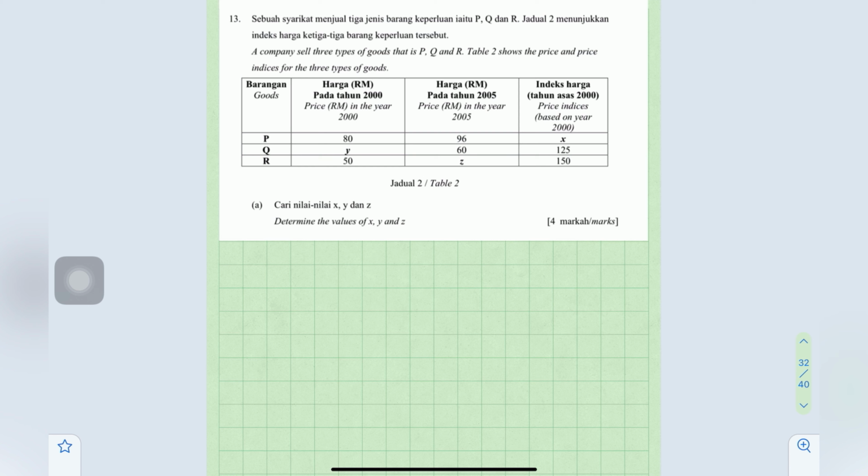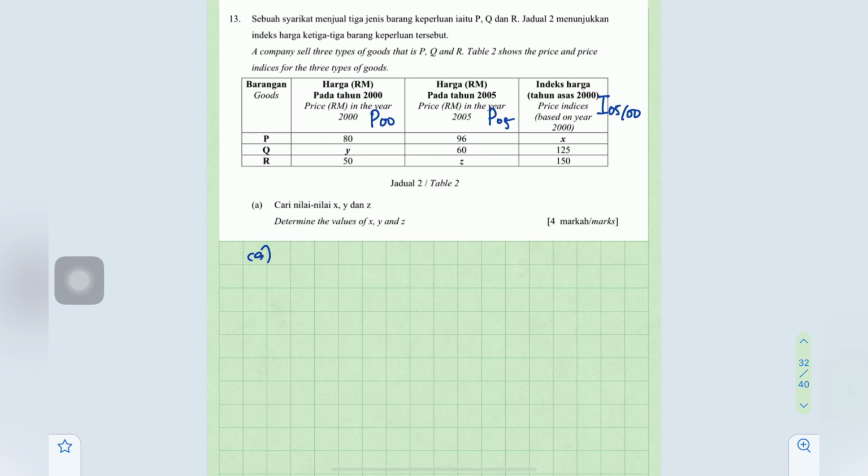Question number 13. A company sells 3 types of goods that are P, Q and R. Table 2 shows the price and price indices for the 3 types of goods. Okay, ada P, Q, R, then price 2000, this one price 2005, this one price indices. So I 2005 base 2000. Okay, so then determine the values of X, Y and Z.